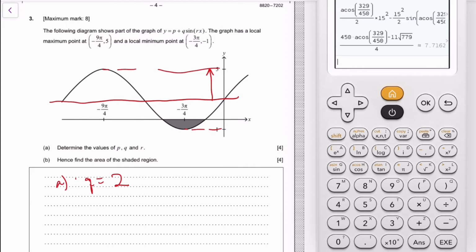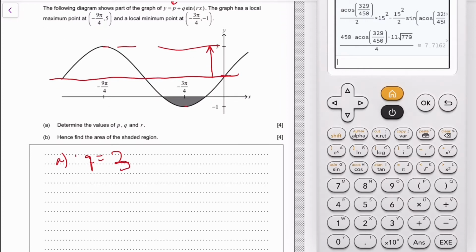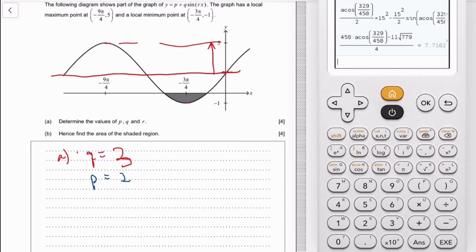And then R. Well, let's do P first. P is the middle line. It's called the principal axis. Wait, how is that 1? That's minus 1. Then Q is not 2, but 3. Okay. And P is the middle of minus 1 to 5, so that's 2. And then R.